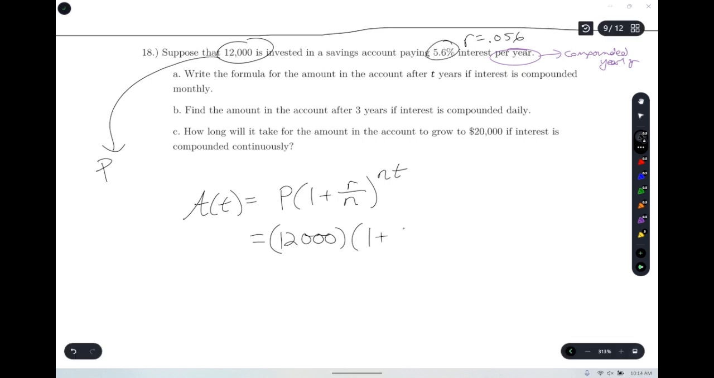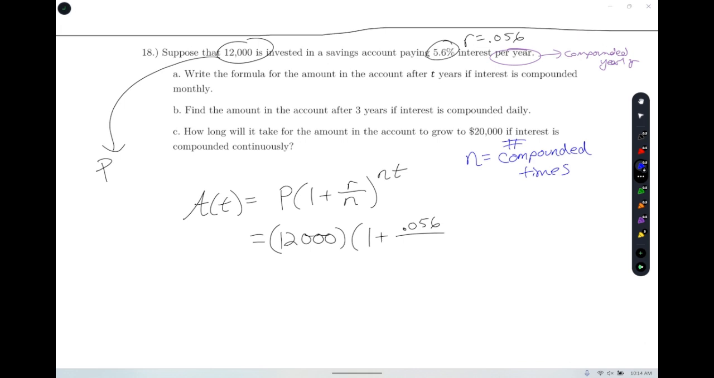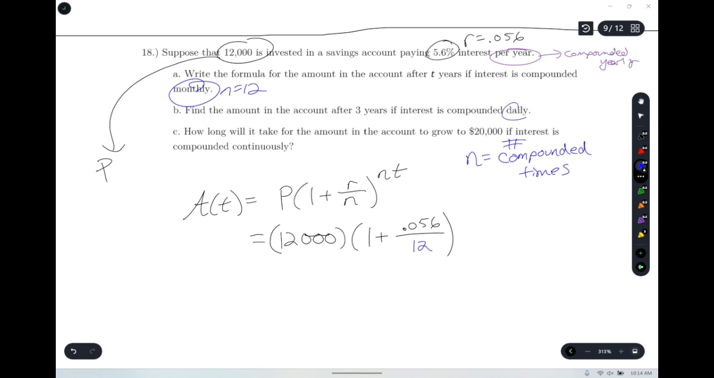1 plus r is 0.056. N stands for what? The number of times it's compounded. If you want to remember a thing that goes with its letter: not year, year goes with time. Number goes with n. So how many times is this compounded every year? Because it's monthly, n equals 12. Daily, n equals 365.